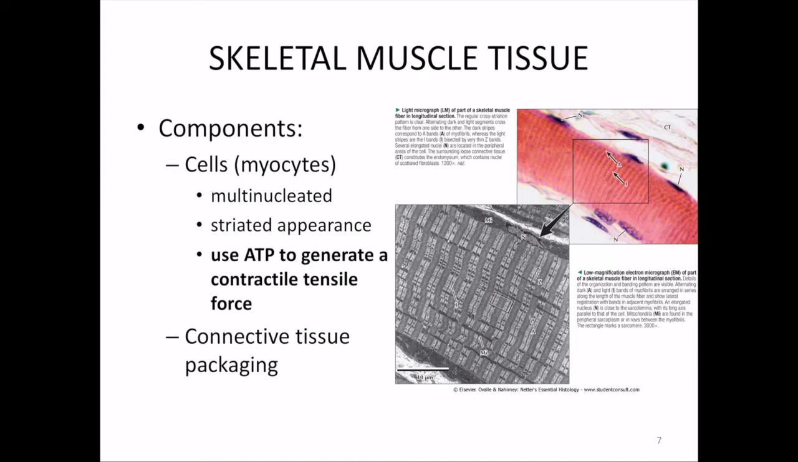This is going to be electron microscopy. We zoom in even further, and you can definitely see the alternating dark and light bands. So we have multinucleated cells, and they have a striated appearance.